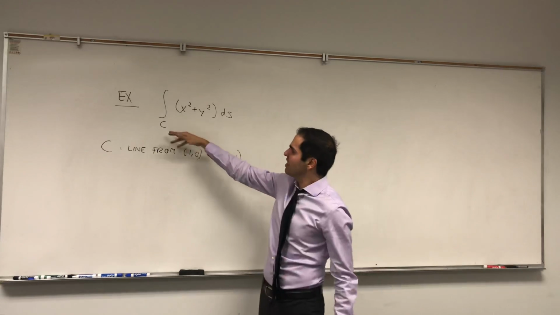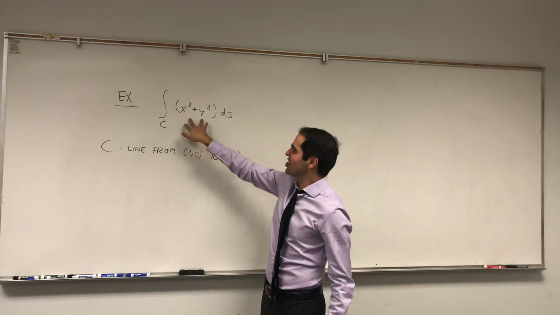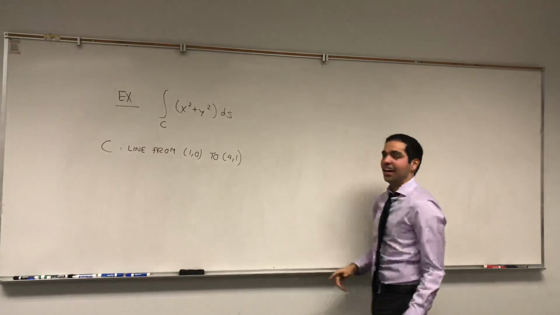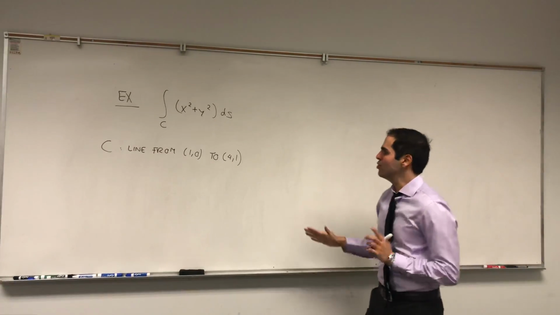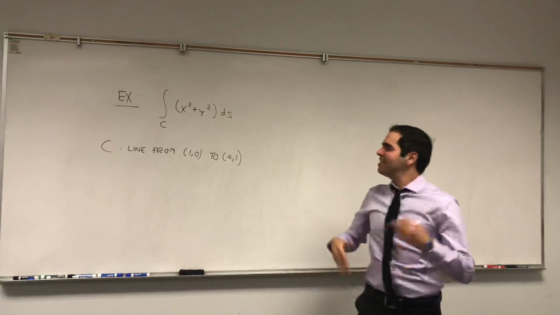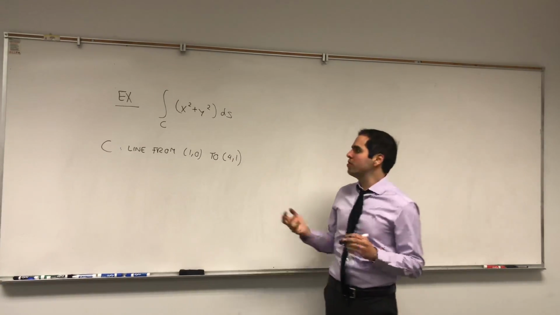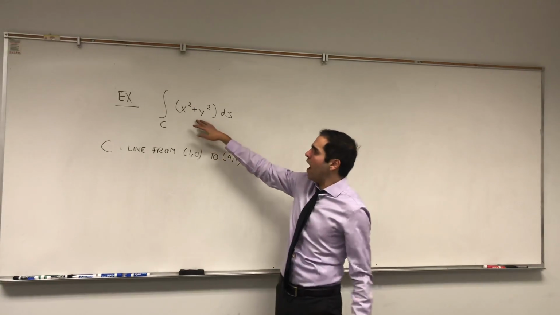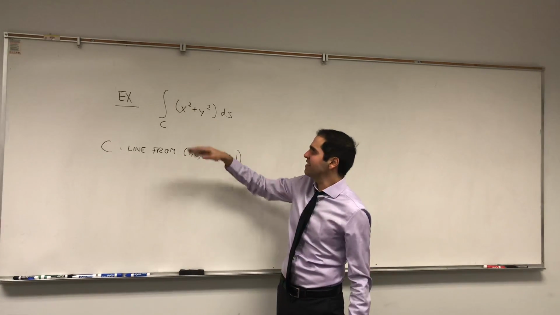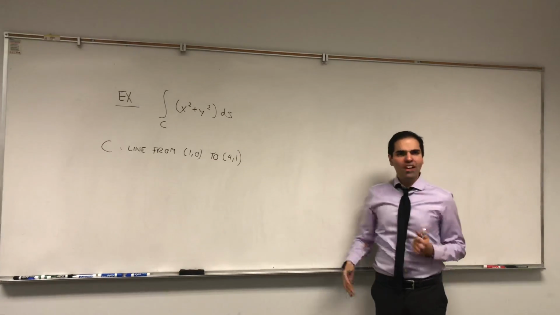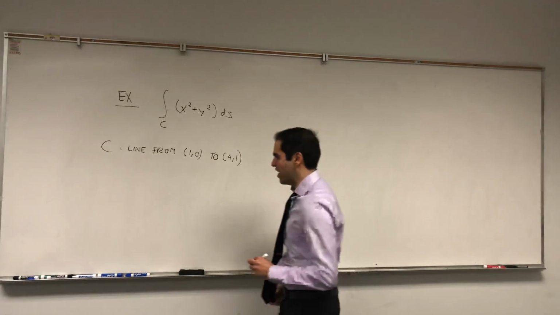So let's calculate the line integral of the function x squared plus y squared, where C is literally a line going from (1, 0) to (4, 1). And what does that mean? Think of it, for instance, in terms of physics. If you have some wire that's just a line segment with density x squared plus y squared, what is the total mass of that wire?